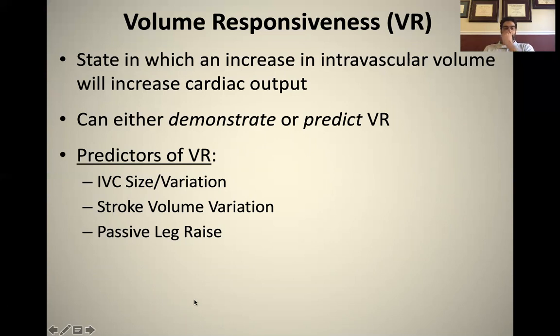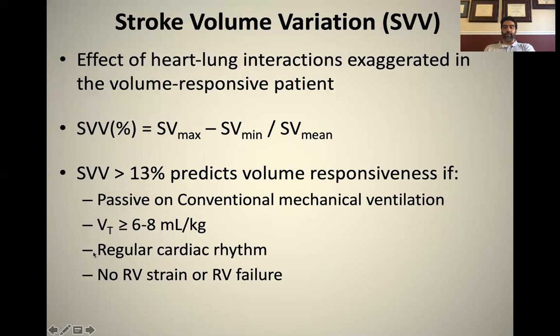Okay, and we've talked about some of the predictors of volume responsiveness, but I want to talk about the ones that are pertinent to stroke volume. The first one is stroke volume variation, where basically you're looking at the effect that respiration is having on stroke volume.